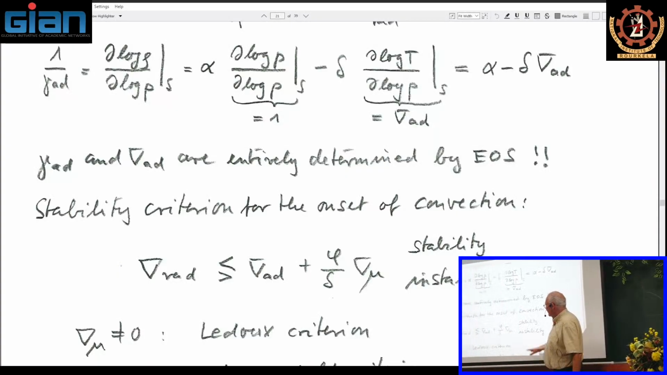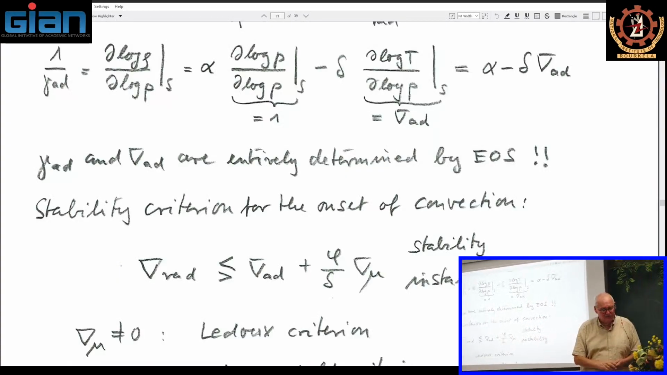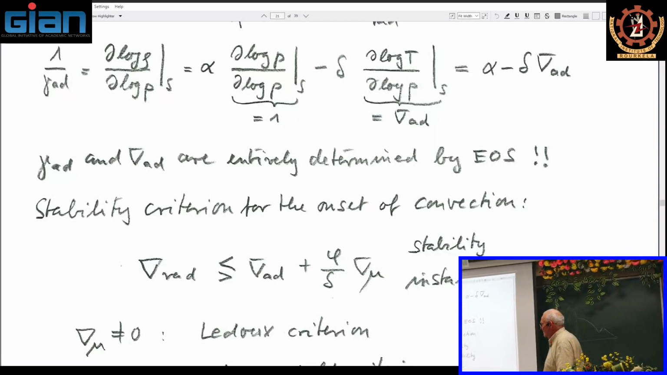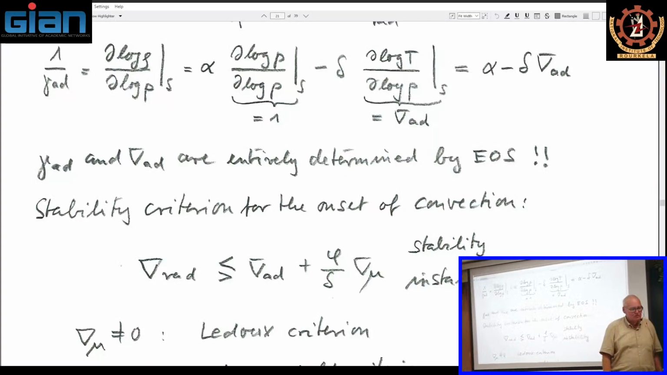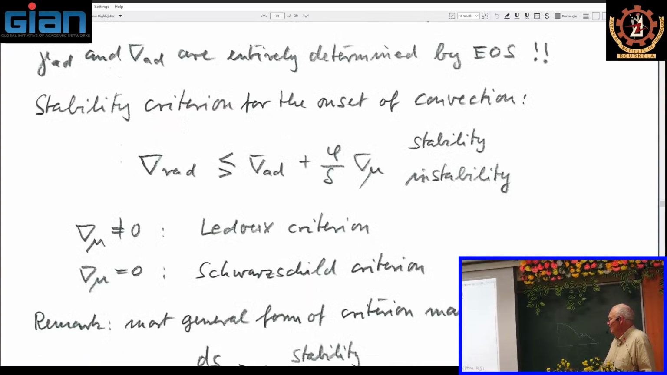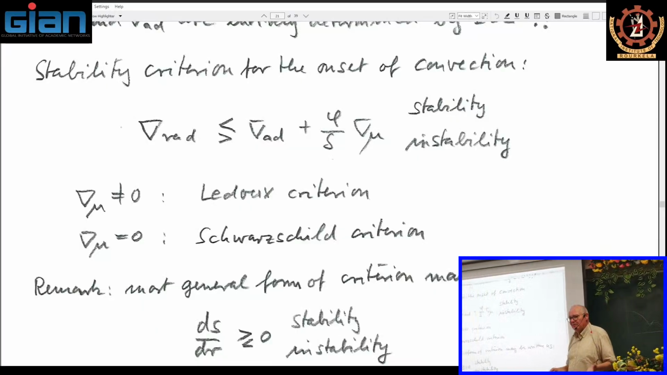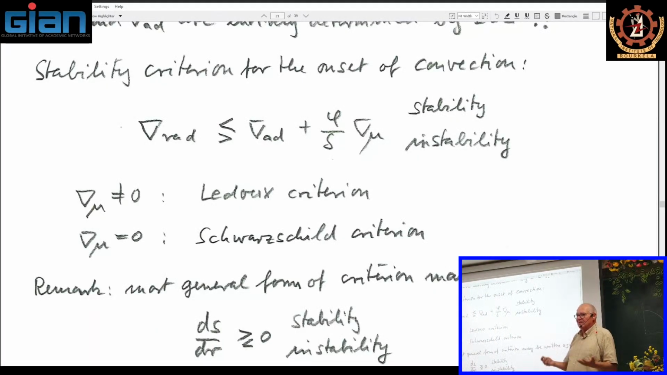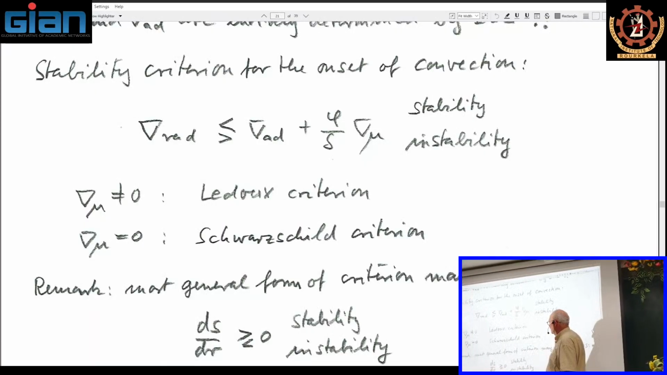This is the so-called Ledoux criterion, which takes into account the variation of the mean molecular weight. It's called the Ledoux criterion for nabla mu not equal to 0, and it reduces to the so-called Schwarzschild criterion in the case of nabla mu equals 0. So it's a very simple form. Nabla bigger than nabla adiabatic means instability. Nabla smaller than nabla adiabatic means stability in terms of the Schwarzschild criterion.